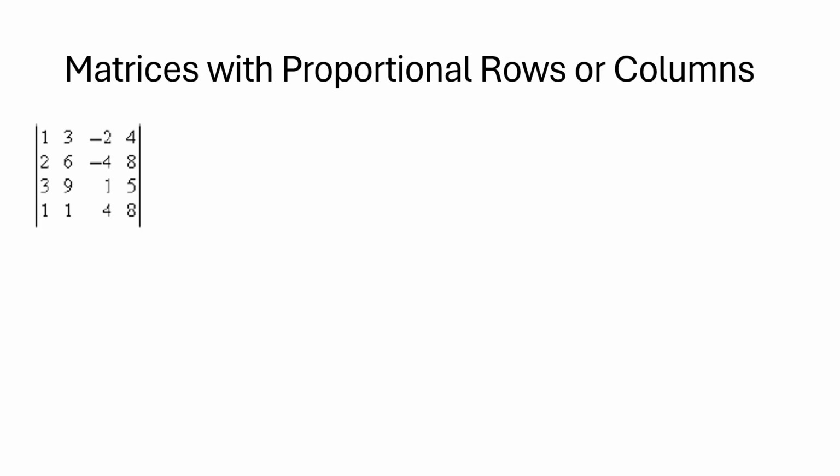So let's have an example. As you can see in this example, you have a proportional row. The first row and the second row are proportional with each other. In this case, the second row is two times the first row, as you can see. So we added negative 2 times the first row to the second to introduce a row of zeros.